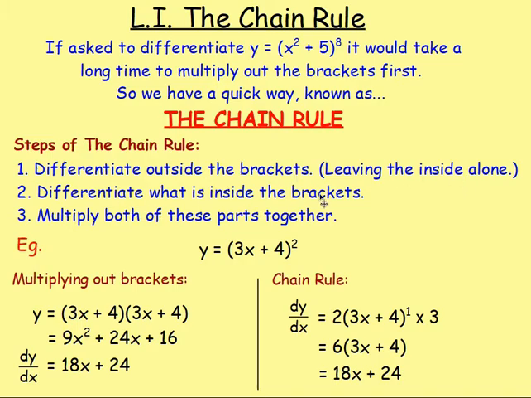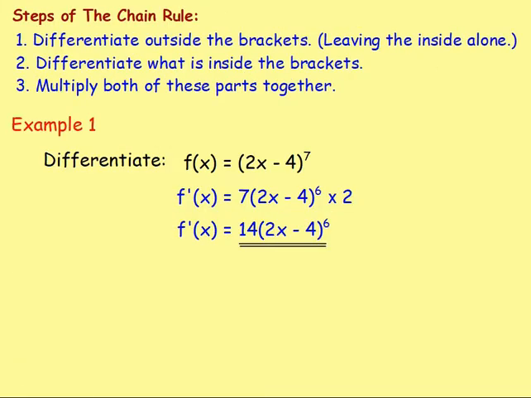Then you differentiate what is inside the brackets, and once you've done that, you then multiply both parts together. This example here was showing you could always multiply the brackets, and if you use the chain rule, you get the same answer. But you would really use the chain rule if the power here is going to be 3 or more. It will just save you a lot of time.